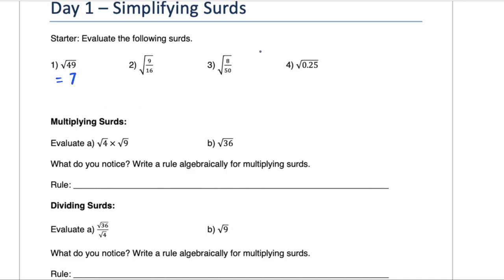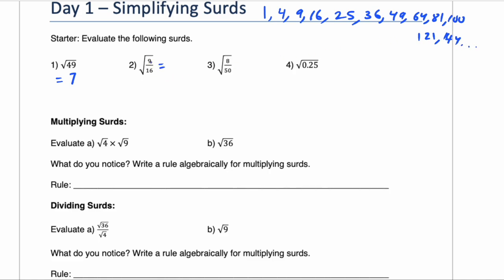Okay, it's useful to know the square numbers, like 1 squared is 1, 2 squared is 4, 3 squared is 9. These are the perfect square numbers, and they're kind of useful to know. And they go on and on and on. Let's check out this next one here.